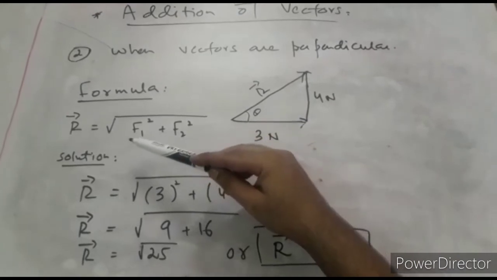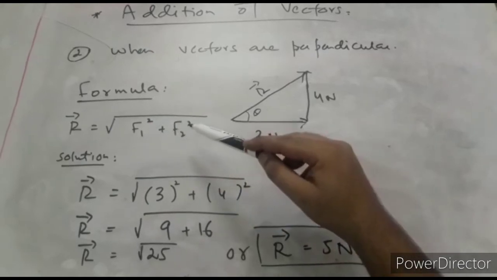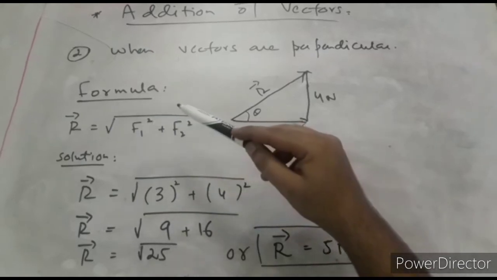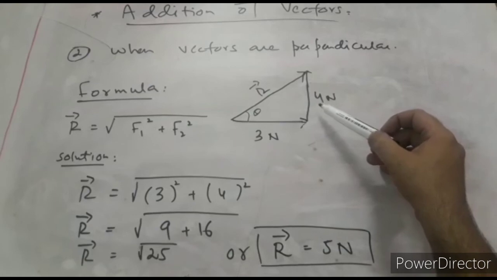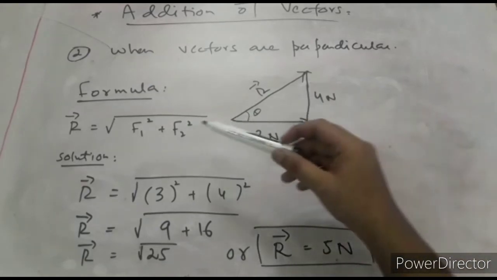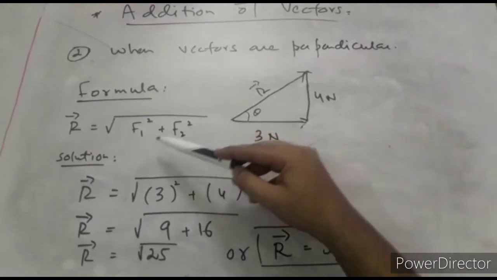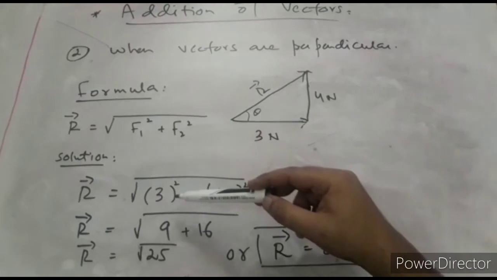This resultant vector is equal to the square root of f1 square plus f2 square. Okay, so what is the first vector? This is f1, or we sometimes call it fx, and this is fy, but here we name them f1 and f2. So we have to add these vectors like this. First we have to take their squares. Here is the solution given.